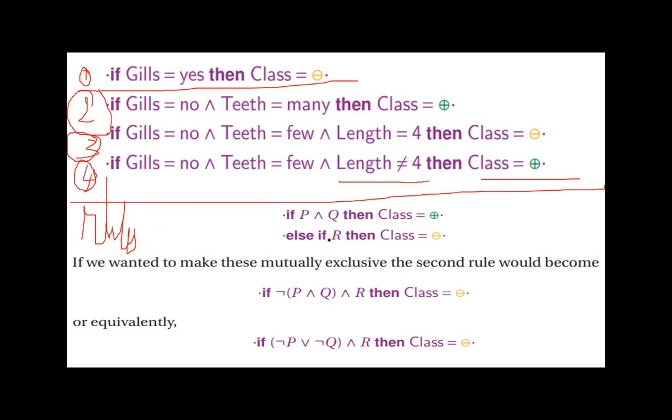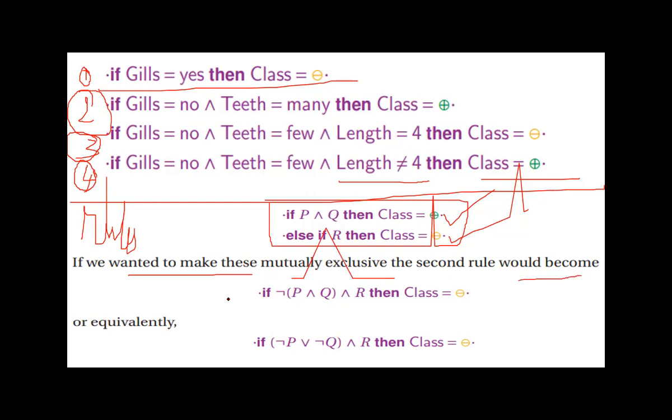Now let us learn how we convert a rule like this: if P and Q, then class is equal to positive; else, if R, then class is equal to negative. How do we convert such a single rule into a rules list? We want to make these mutually exclusive. The second rule would become like this: if not of P and Q, and R, this happens.